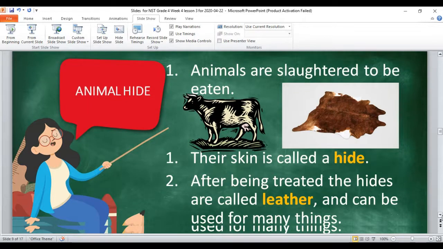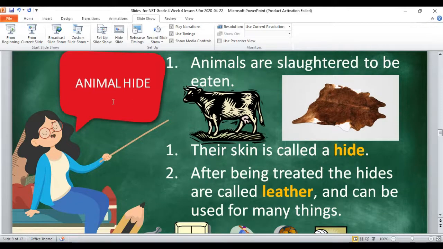Animal hide is the animal skin, meaning the skin of the animal, when it is removed, is then called hide. It is no longer called the skin. When it is still on the animal, it is the skin. But after it is removed from the animal, meaning animals are slaughtered to be eaten, the whole covering, meaning the skin, is then called hide.